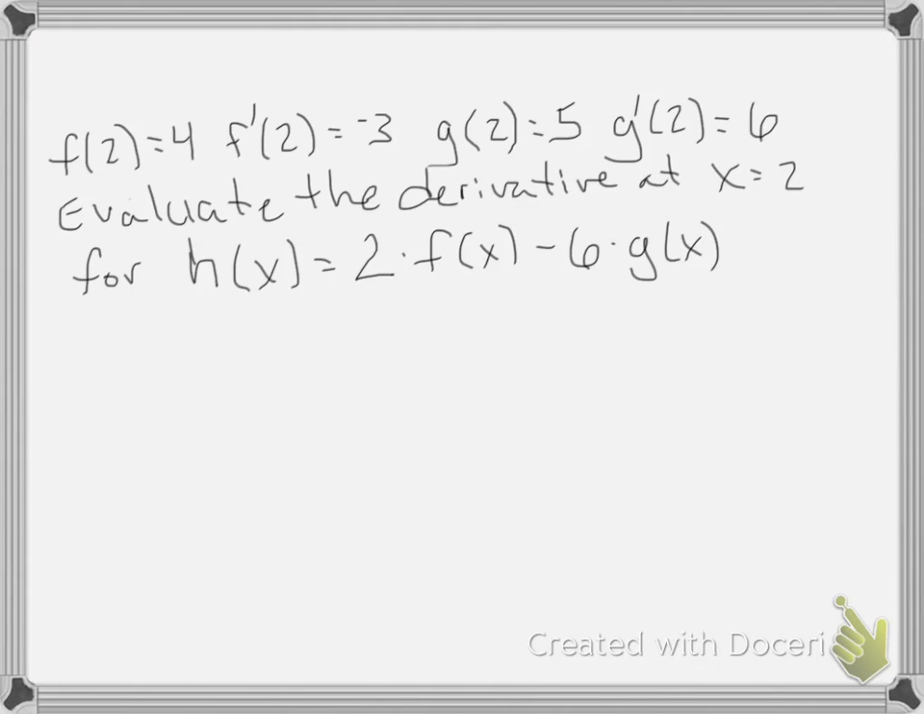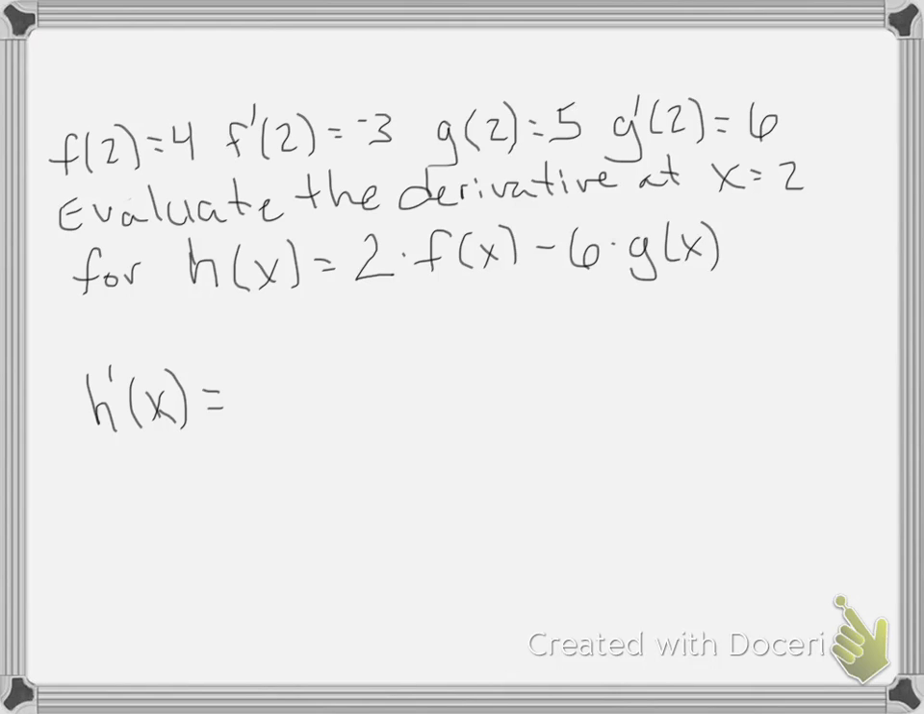We want to figure out what the derivative of h of x is here at x equals 2. So h of x is equal to 2 times f of x minus 6 times g of x. So our goal, the first thing that we need to do, is figure out what the derivative of h of x is. So we have h prime of x, and we're going to take its derivative. So I have 2 times f of x. Well, 2 is just a constant multiple.